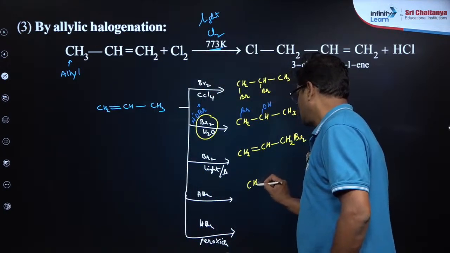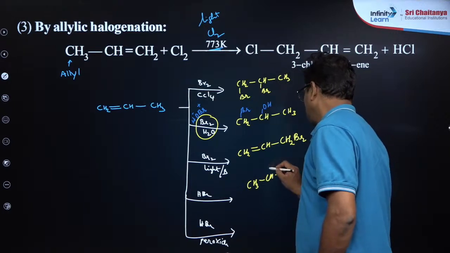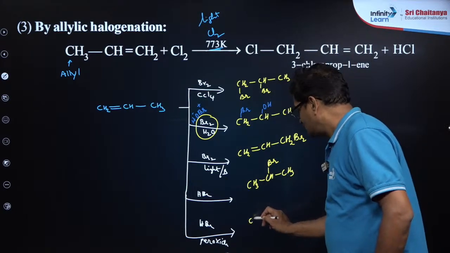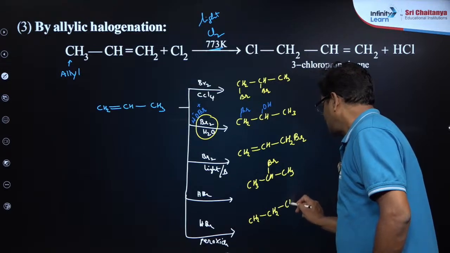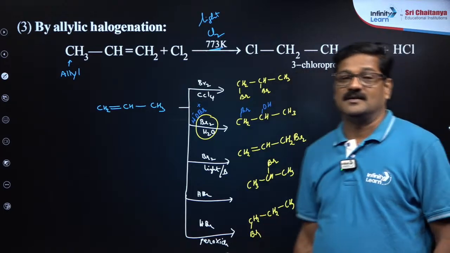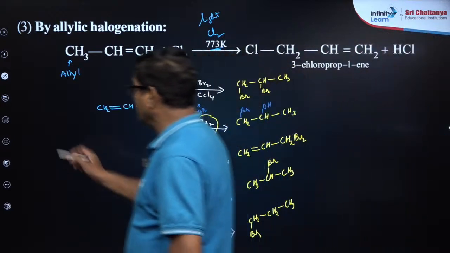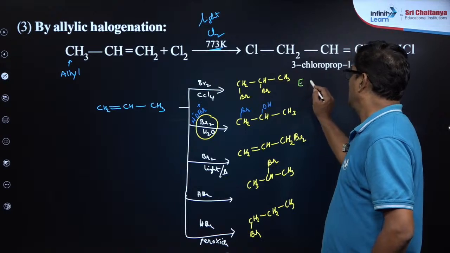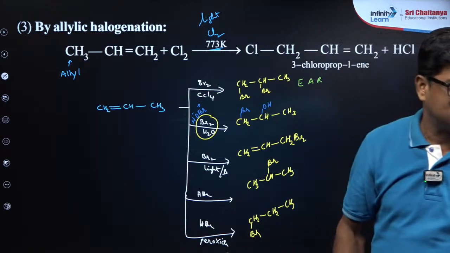So CH3, CH and CH3 and Br. Okay, this one is reverse. So CH2 and CH2 and CH3, and here it is Br, anti-Markovnikov addition, and it is the anti-Markovnikov rule, peroxide effect. Now let me write its mechanism. The mechanism, it is an electrophilic addition reaction, EAR, electrophilic addition reaction. Okay, son?